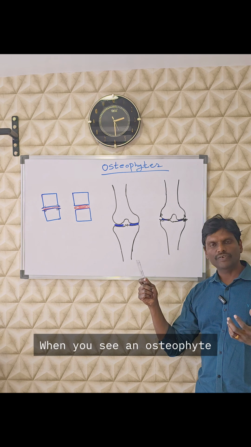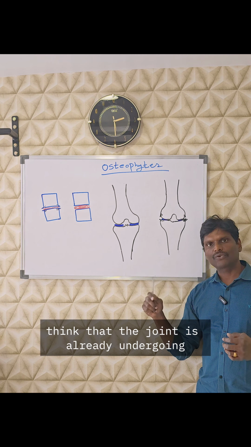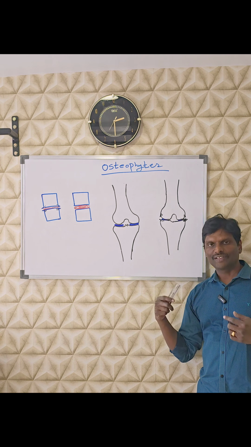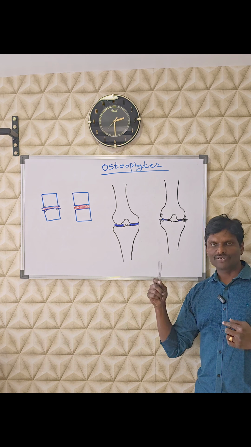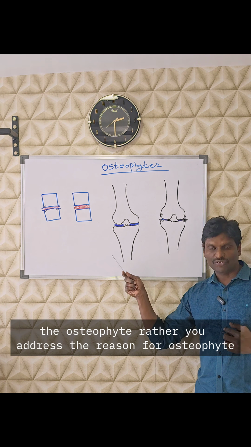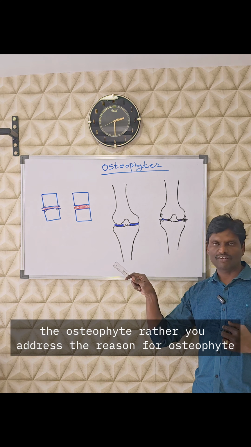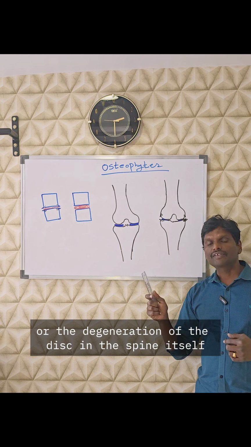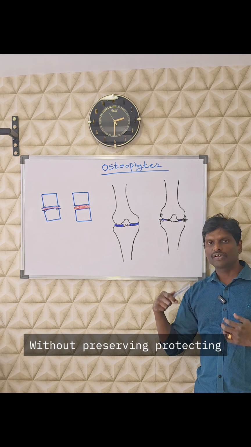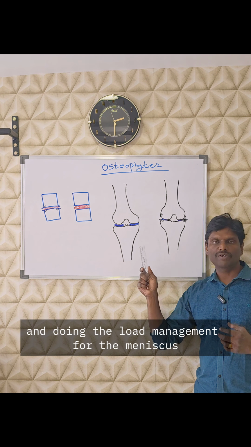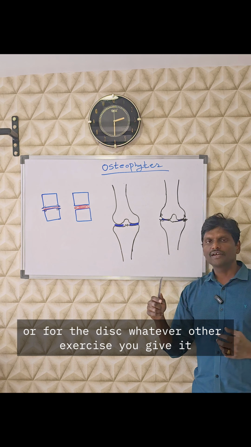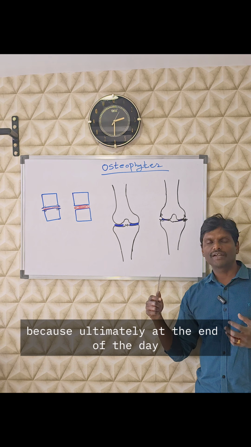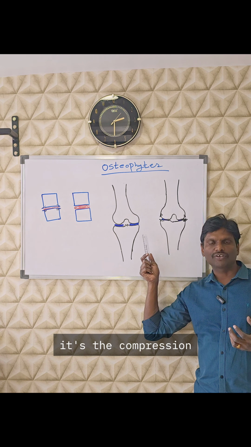When you see an osteophyte, think that the joint is already undergoing some abnormal load. The bones are literally struggling to take the load. That's why the osteophytes are formed. So in such cases, you don't have to address the osteophyte; rather, you address the reason for the osteophyte, which is the degeneration of the meniscus or the degeneration of the disc in the spine itself. Without preserving, protecting and doing load management for the meniscus or for the disc, whatever other exercise you give may not be fruitful, because ultimately, at the end of the day, it's a compression which is the problem.